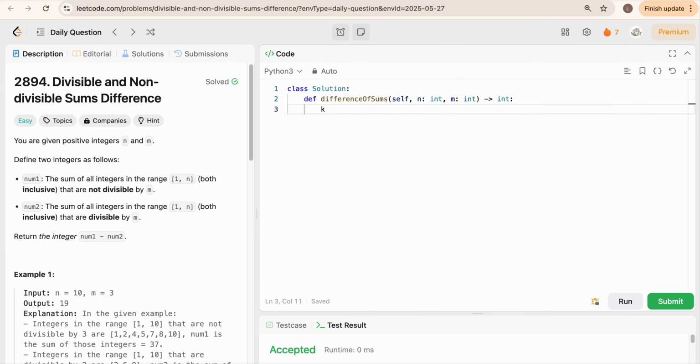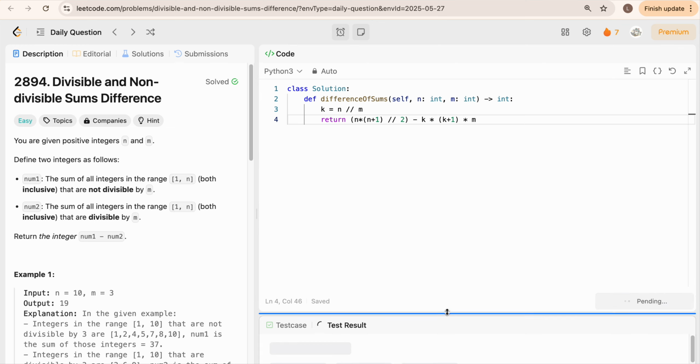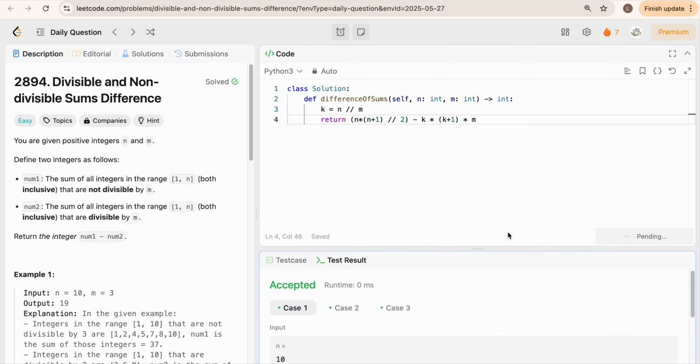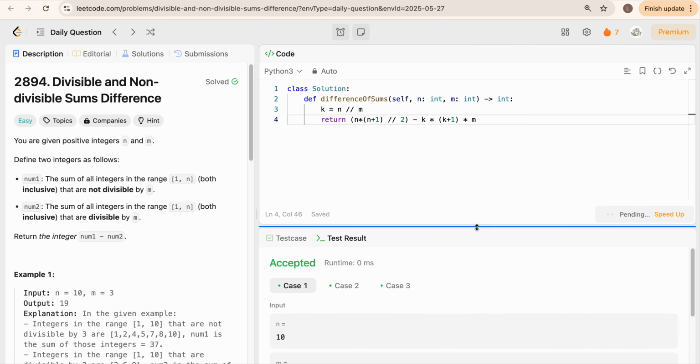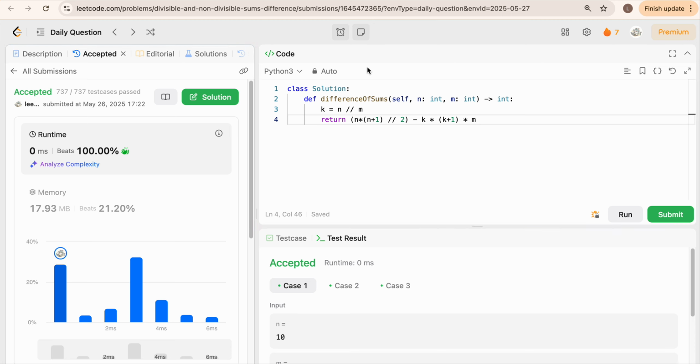So as we said, we want to find the floor of n divided by m, and then we just want to return n times n plus 1 divided by 2, and then minus k times k plus 1, and then times m. If we run this and we submit this, then this will be O(1) runtime, which you only need to do the math. For space complexity, also O(1), because we're not storing any extra data structure.